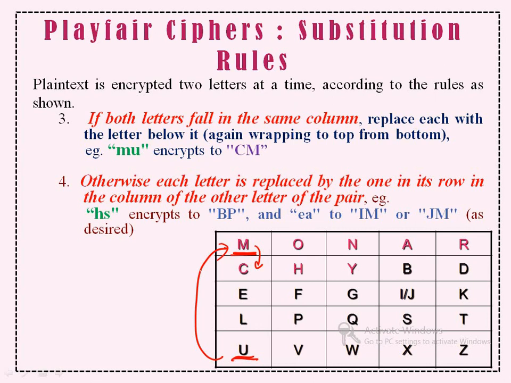Same rule. Right-hand side we go in the second rule, row-wise. Now column-wise we are going in the same way, downward. M is replaced by C and U is replaced by M.